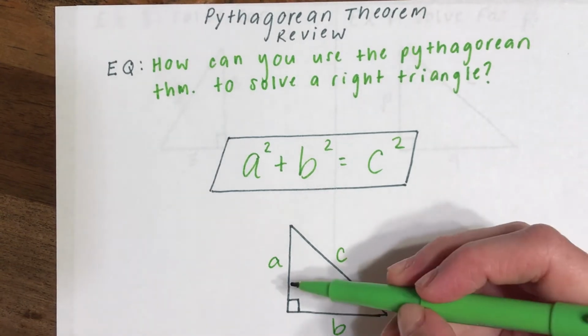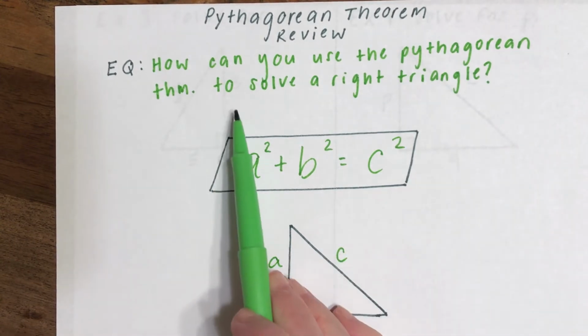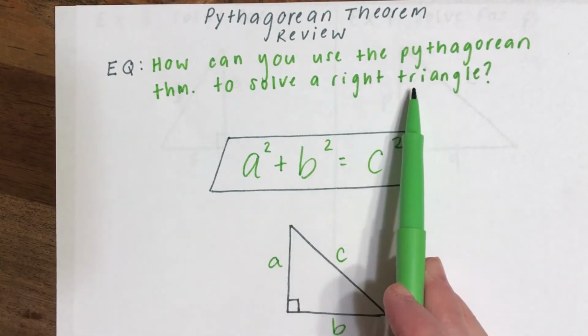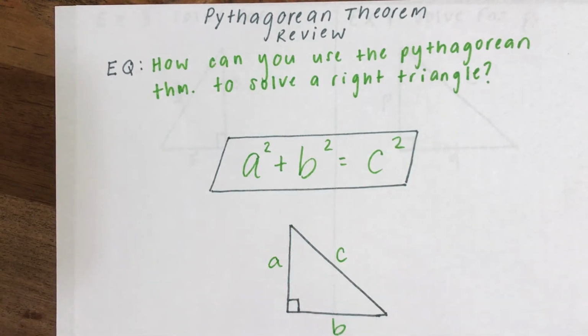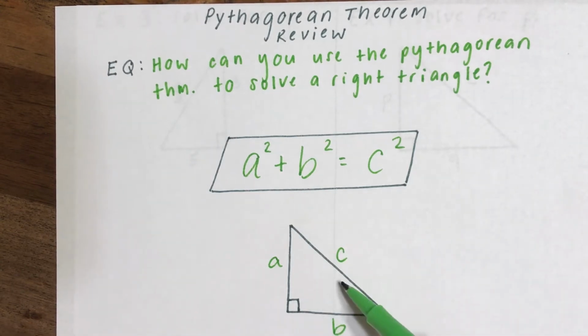So what we're going to be doing in the examples is, given two of these lengths, numbers, we are going to be solving for one of the sides that we don't know, okay? So when it says, how do you use the Pythagorean theorem to solve a right triangle, that's basically saying to solve for a missing side, okay? So just to recap, C is the hypotenuse across from the right angle. A and B are always the legs.